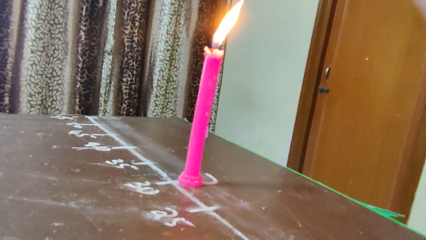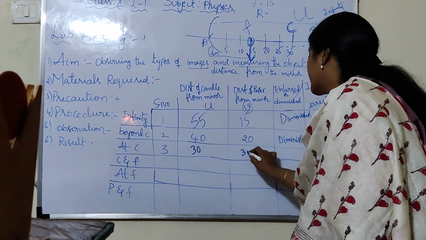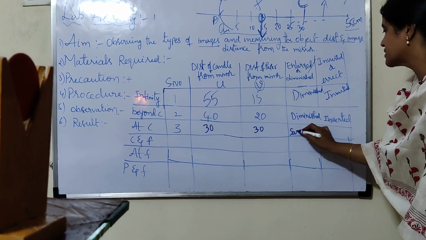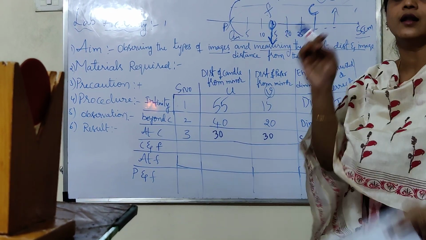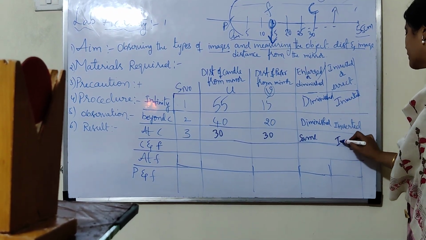Now note down the values. Now 30, and we got it at 30, and what type of image? The same size of the object. We should get it the same size, but we got it little diminished image. Next, inverted image.